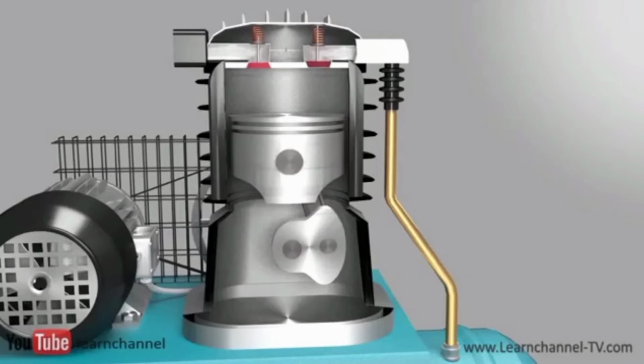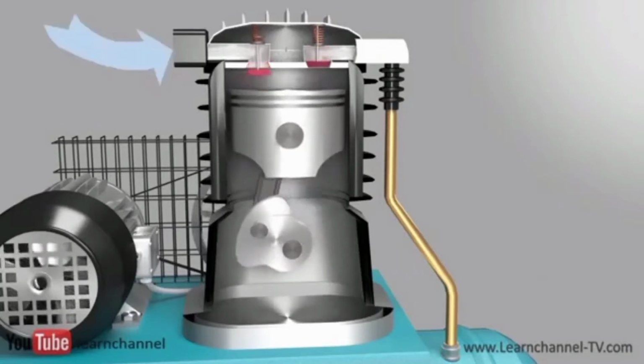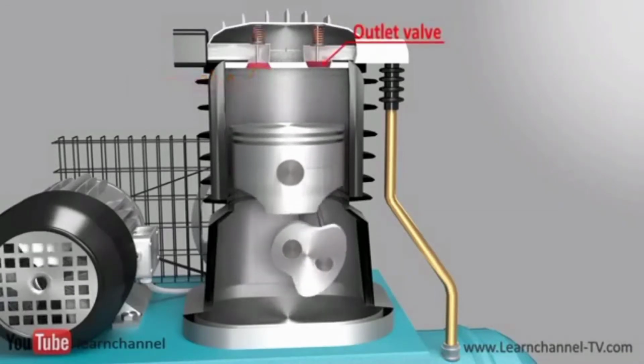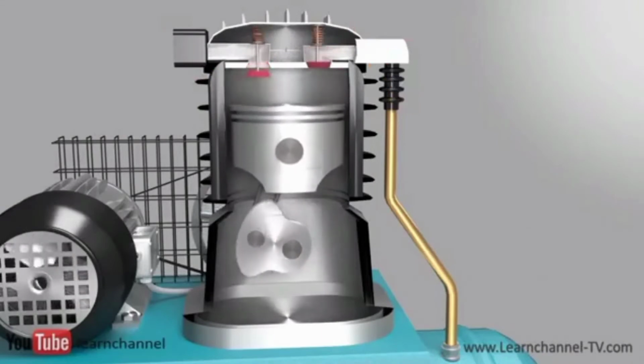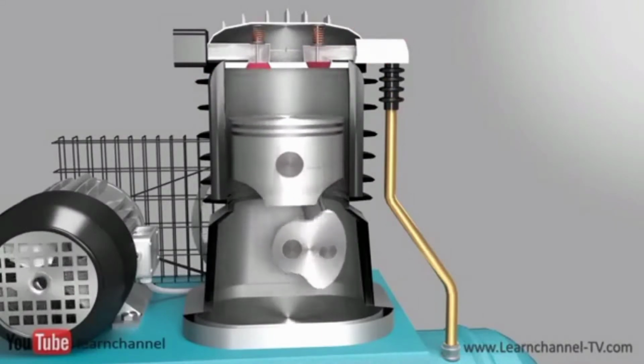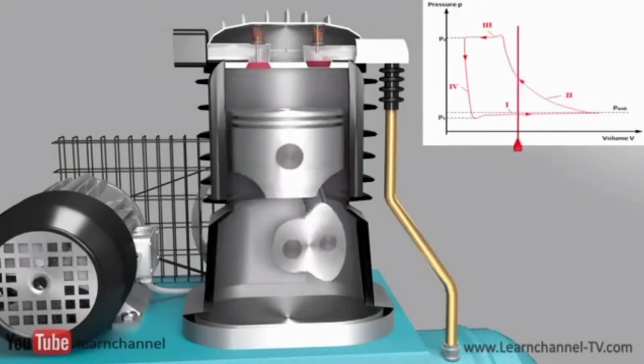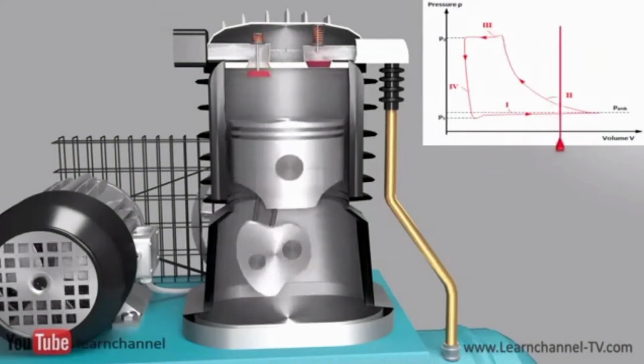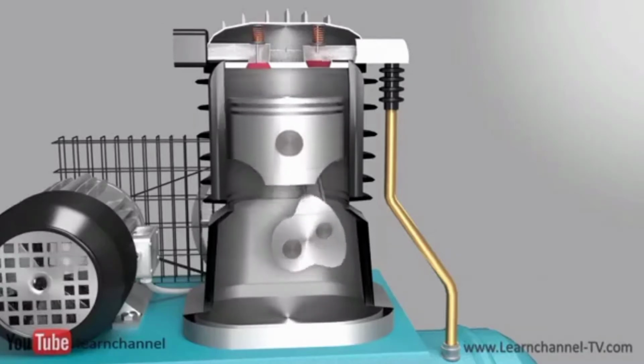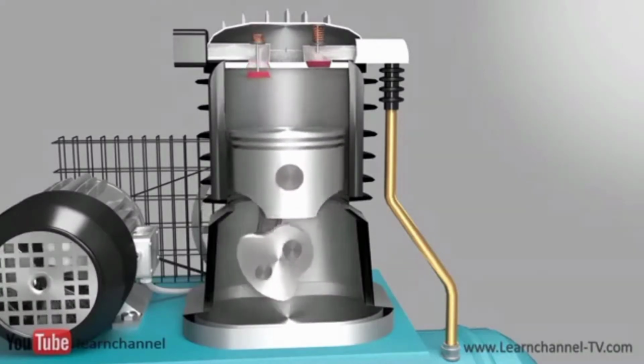As the crankshaft turns, a piston reciprocates within the cylindrical housing. The inlet valve, also called suction valve, allows atmospheric air to enter the cylinder. This is done during a suction stroke of the cylinder. The outlet or discharge valve opens at high pressure during the compression stroke.